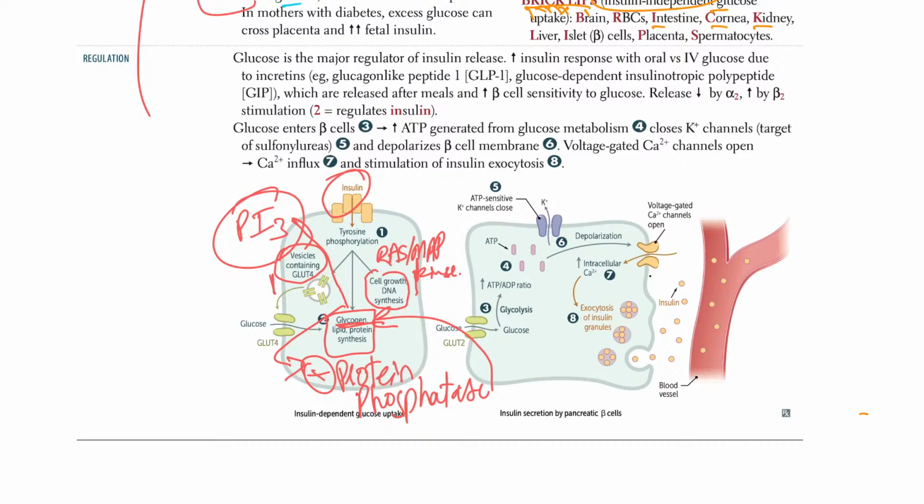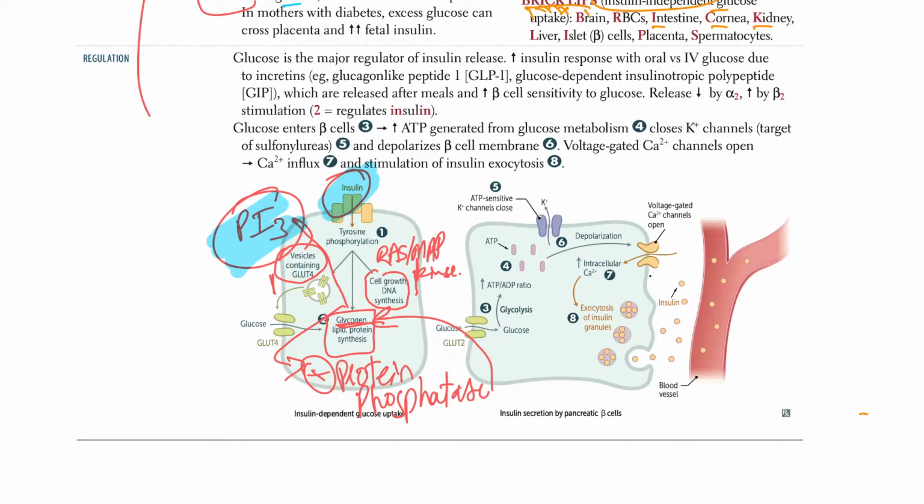So the important thing here, why I mention all this, is because insulin has different actions working through different intracellular pathways, like PI3, like RAS MAP kinase.